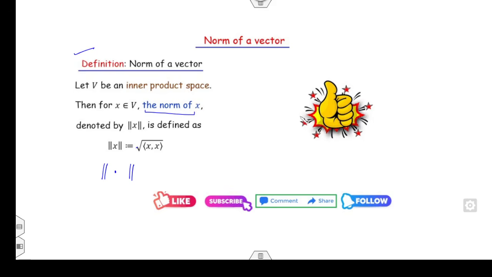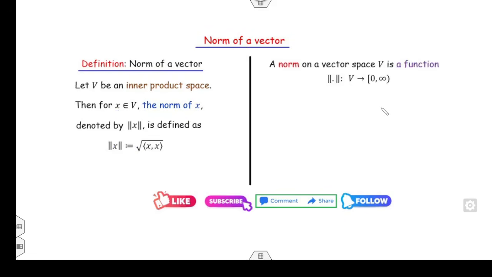Now, as I mentioned, norm is a function. So how can you define the function? Its domain is V, where x is an element of V. And because it's a root, we take the positive square root, so 0 to infinity is my co-domain. So norm is a function whose domain is my vector space and co-domain is 0 to infinity, and any function will be called a norm only if it satisfies my four properties.